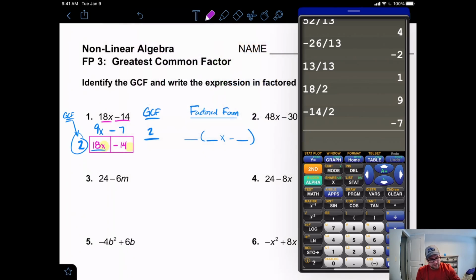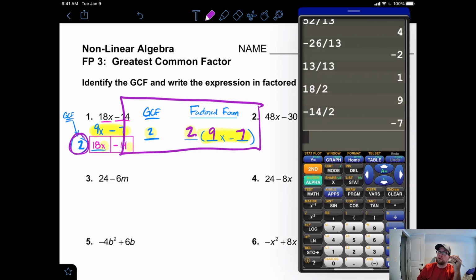Whenever we try to write this in factored form, our greatest common factor is the number that goes on the outside. One thing to note, this and this will always be the same number. The other part is this information that we have up on top of our box, that's what's going to end up going inside the parentheses over here. So in this particular situation, the 9 is in front of the x, and then it's minus 7, just like so. This is what every Schoology homework submission problem is going to look like. It's how your test is going to look too.